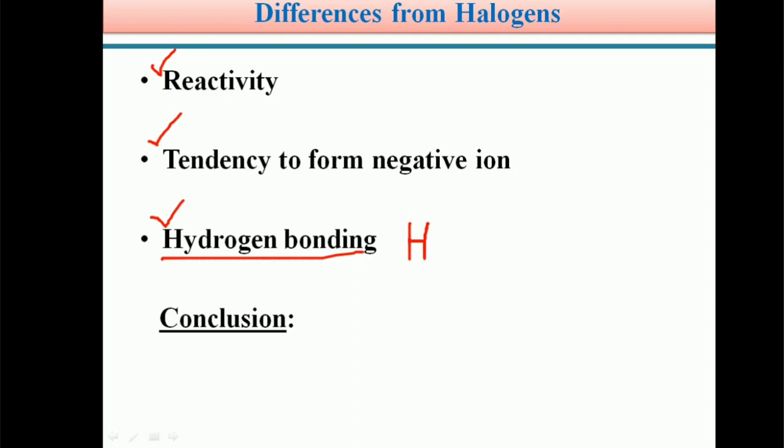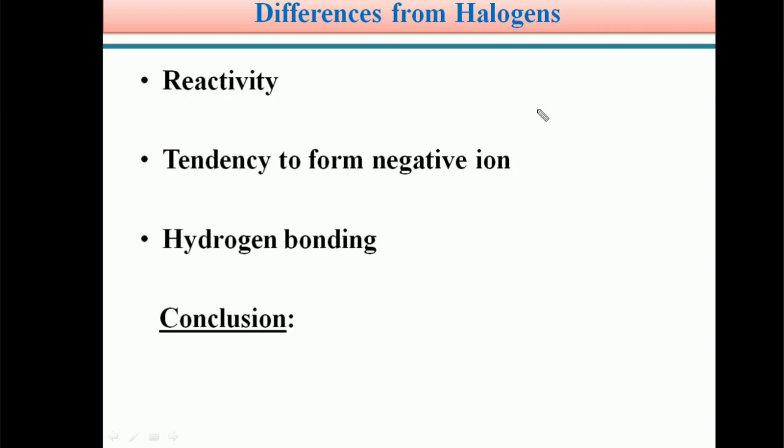So students, based on these discussions, we give a conclusion that hydrogen has some similarities with alkali metals. We saw there are some similarities of hydrogen with alkali metals, as well as some differences. Similarly, with halogens also there are some similarities between hydrogen and halogens, and also just now we saw differences from halogens. So we can conclude that hydrogen has some similarities with alkali metals and halogens, and also some differences with halogens and alkali metals.